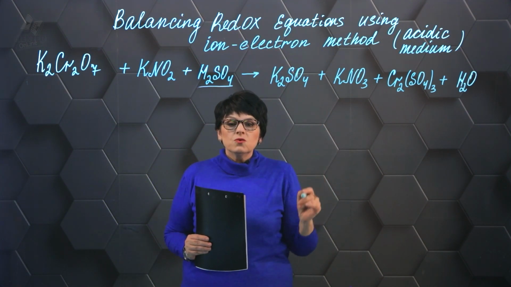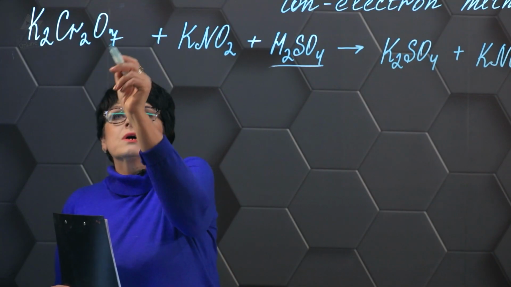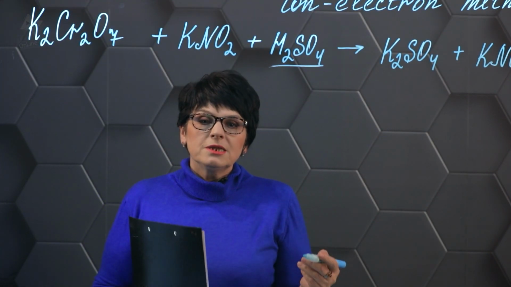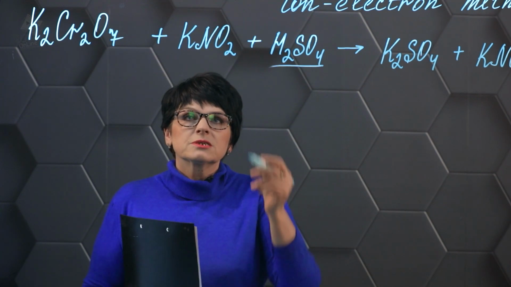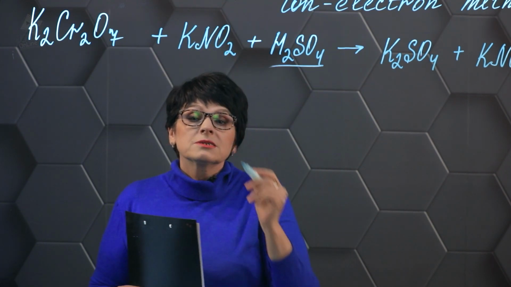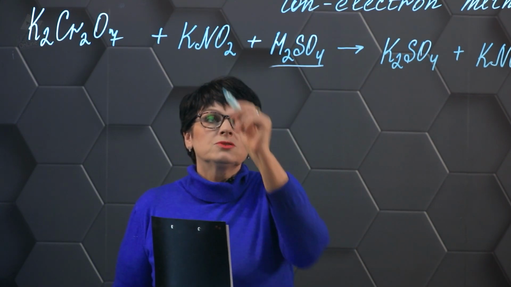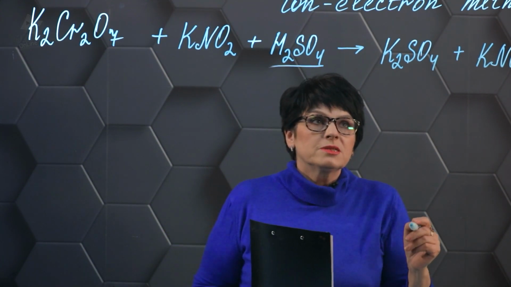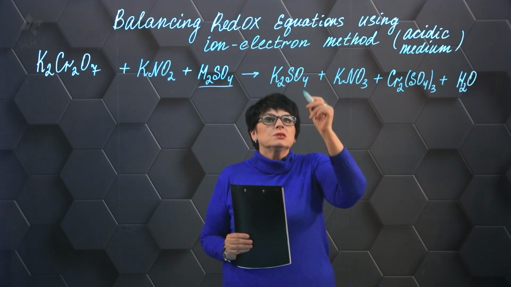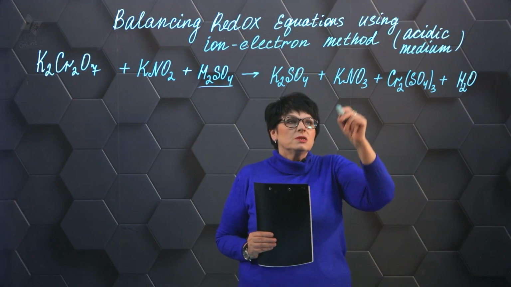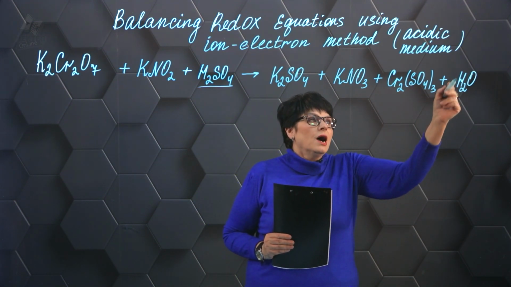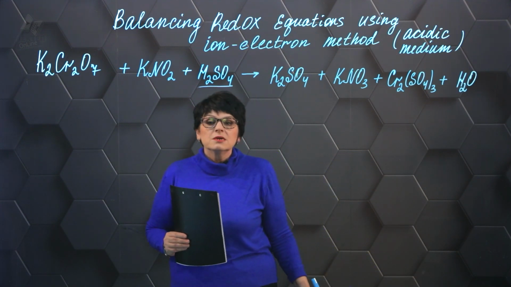The formula K2Cr2O7 is a strong electrolyte salt. Potassium salts are all soluble, so KNO2 will also decompose. Sulfuric acid will also decompose. K2SO4 is an electrolyte, KNO3 is an electrolyte, and Cr2(SO4)3 is a strong electrolyte. But water will not decompose.